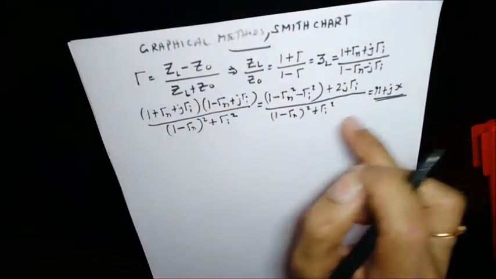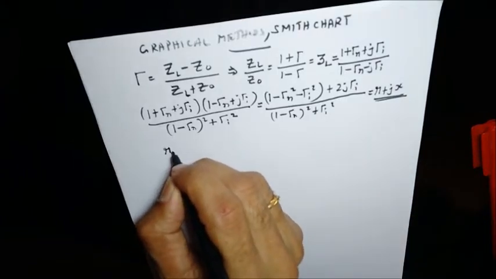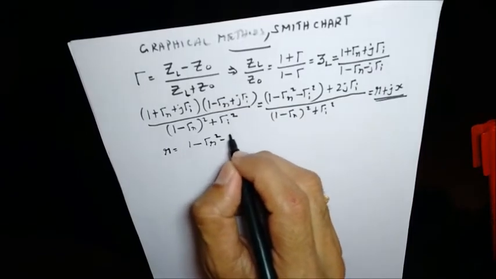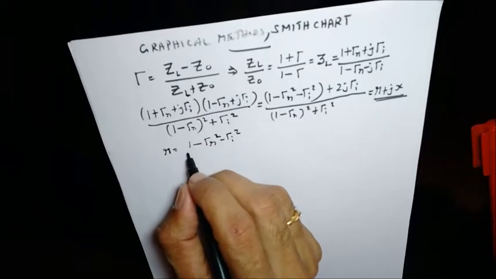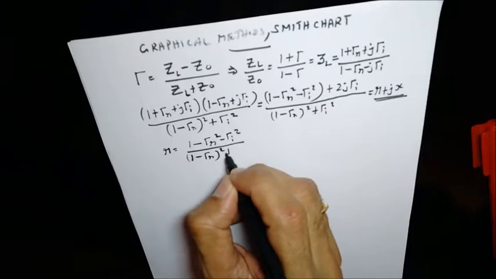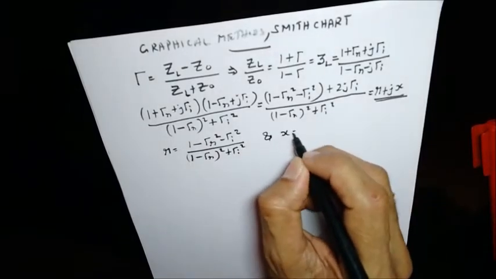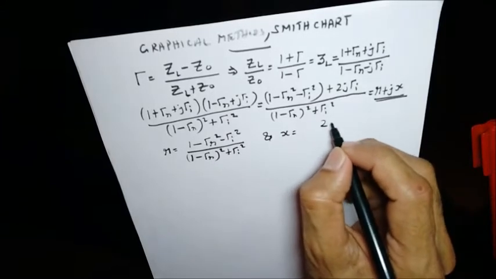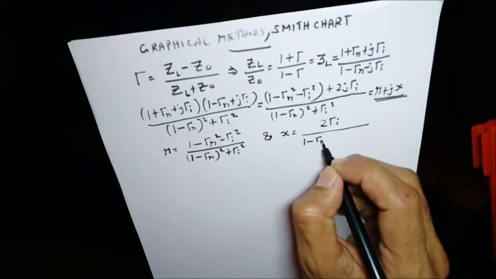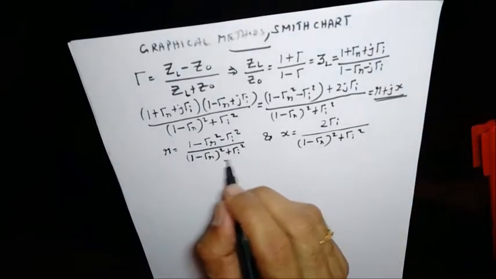So comparing the real and imaginary parts, we can write r as equal to 1 minus gamma r square minus gamma I square divided by 1 minus gamma r the whole square plus gamma I square, and x, the reactive part, will be 2 gamma I divided by 1 minus gamma r square plus gamma I square. So we have this now.